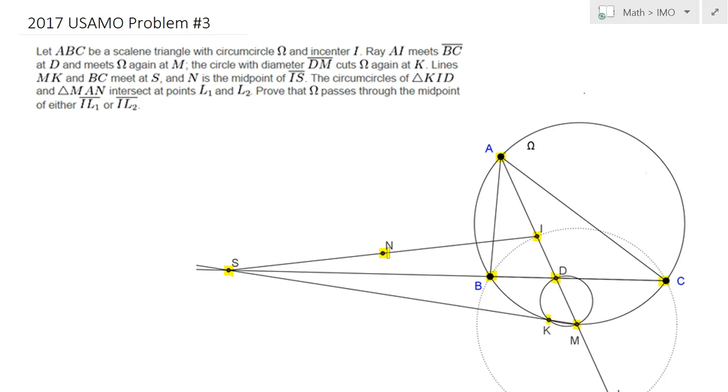The claim of the problem is that the circumcircle of KID and the circumcircle of MAN will meet in 2 points, which we call L1 and L2, and then the problem suggests that the midpoint of either IL1 or IL2 happens to be on the circumcircle of triangle ABC.